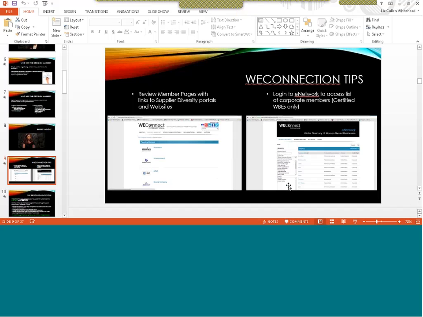You can search by industry, you can search by location, and you'll get an alphabetical list of the corporate members. And that'll show you the contact information if you aren't able to log into the supplier diversity portal or you're ready to move on to the next step.